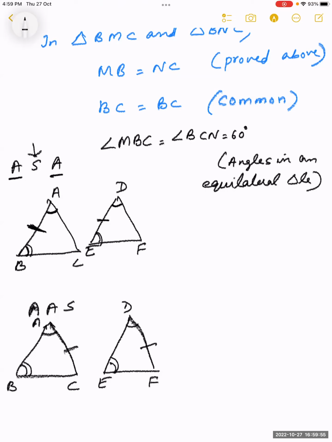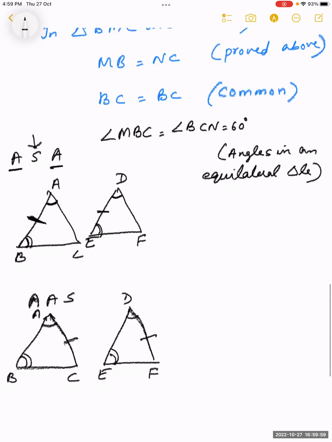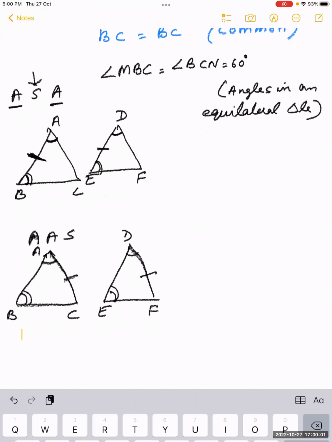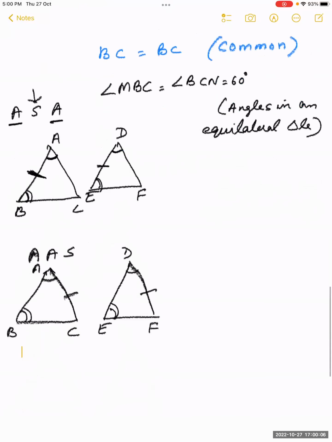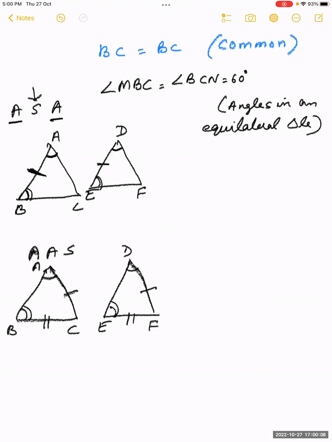Yes, ma'am. What if the similar side is down? What do you mean? The base. That is also fine. If instead of this side, you are considering this side and this side, that is also AAS. The only condition is it cannot be the included side. It cannot be this side. If it is that side, it will become ASA. Understood? Otherwise, both sides are okay.